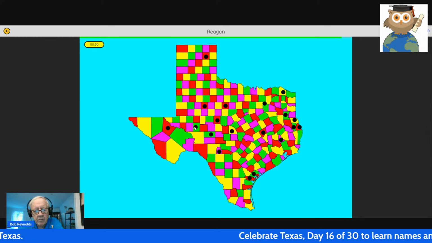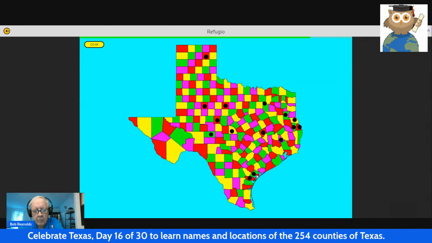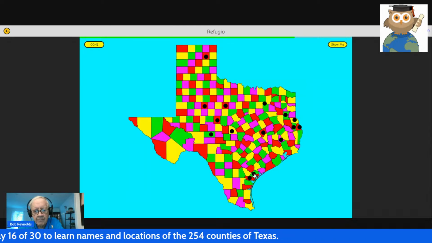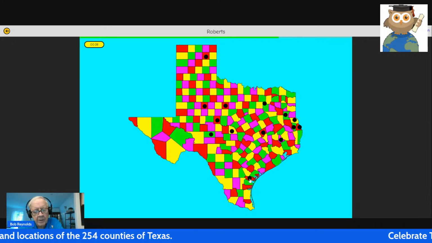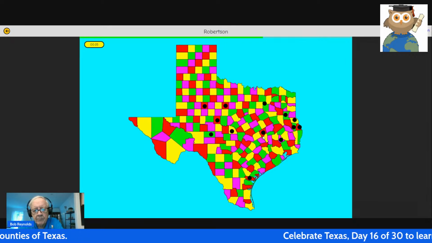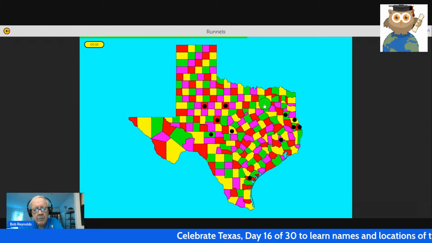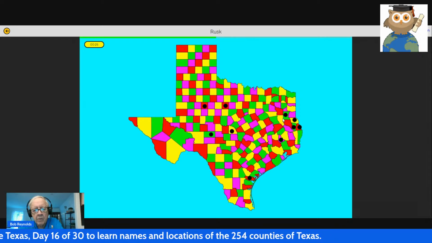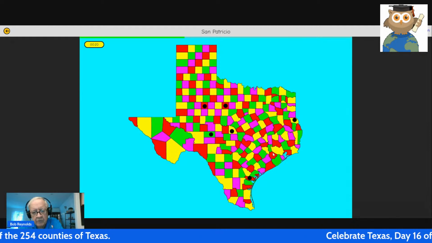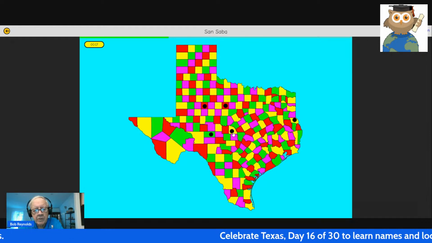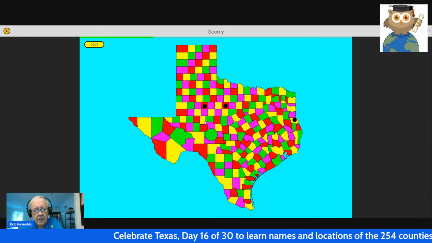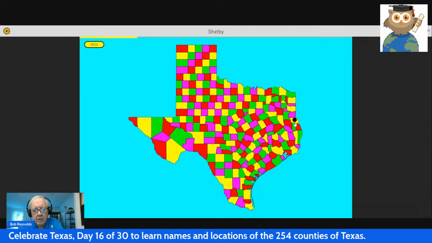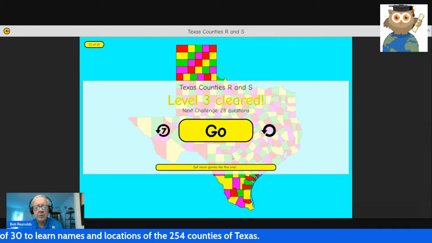Rains, Randall, Reagan, Real, Red River, Reeves, Refugio. This is San Patricio, I think. Robertson, Rockwall, Runnels. Where's Runnels? Runnels, Rusk, Sabine, San Augustine, San Jacinto, San Patricio, San Saba, Schleicher, Scurry, Shackelford, Shelby. Okay, I'm not going to go to 28 questions yet.